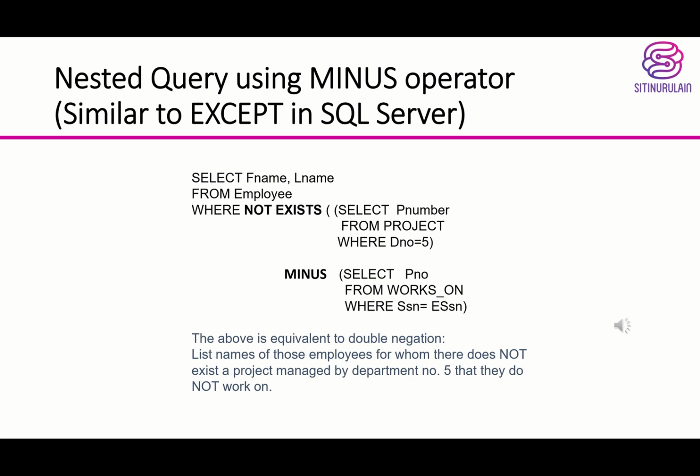The query as shown in the slide is equivalent to double negation. To list the names of those employees for whom there does not exist a project managed by Department 5 that they do not work on.